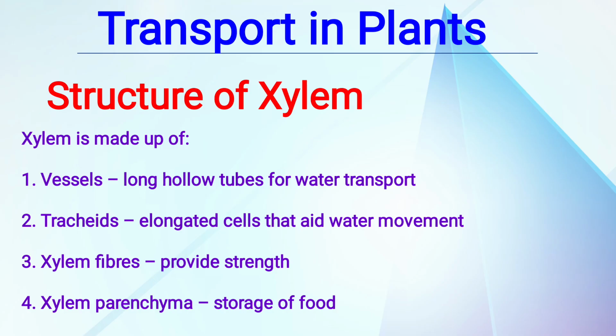So what are the structure of xylem tissue? Xylem tissue is made up of, number one, vessel, which is long hollow tubes for water transport. Number two, tracheids, elongated cells that aid water movement. Three, xylem fibers, which provide strength. And number four, xylem parenchyma, which helps in storage of food.